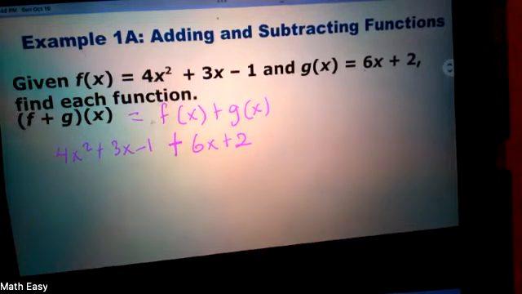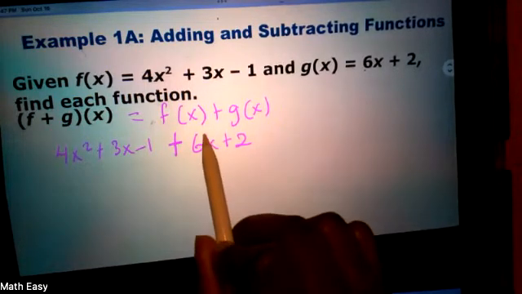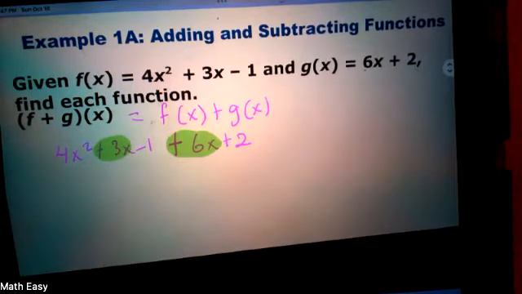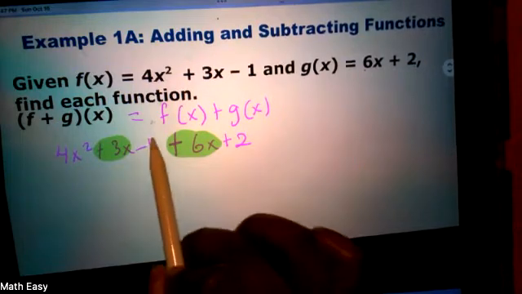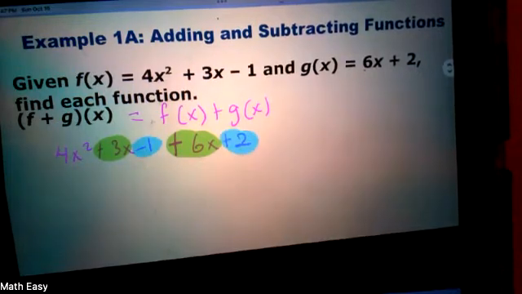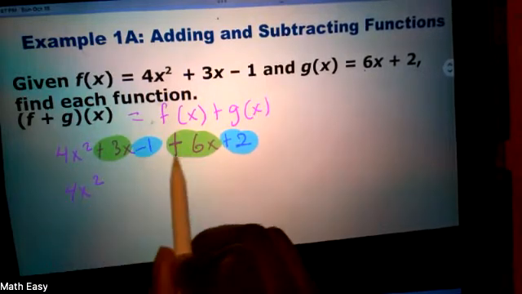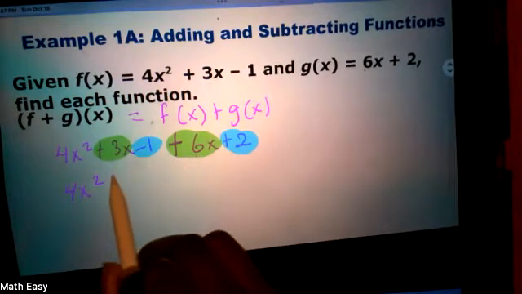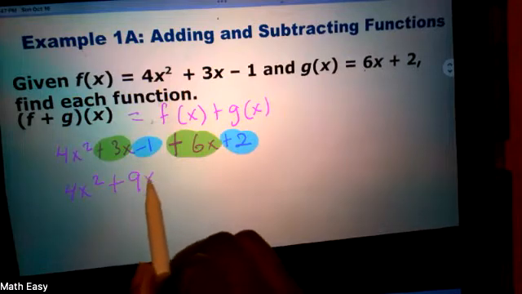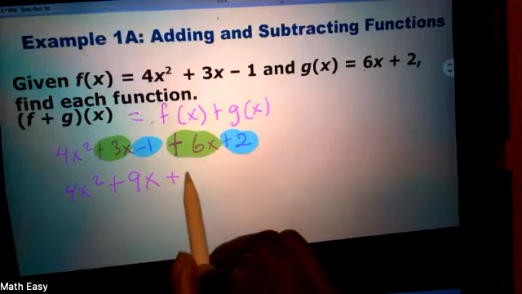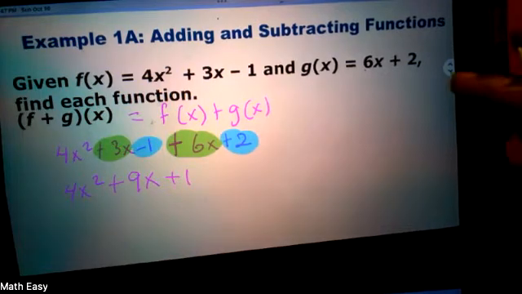Now that we have that, we simplify. We combine the like terms. We have positive 6x and positive 3x. We also have negative 1 and positive 2. So we combine those. 4x squared, we add them together. So that's 9x. And negative and positive, we subtract, and that gives us positive 1. Pretty simple, right?